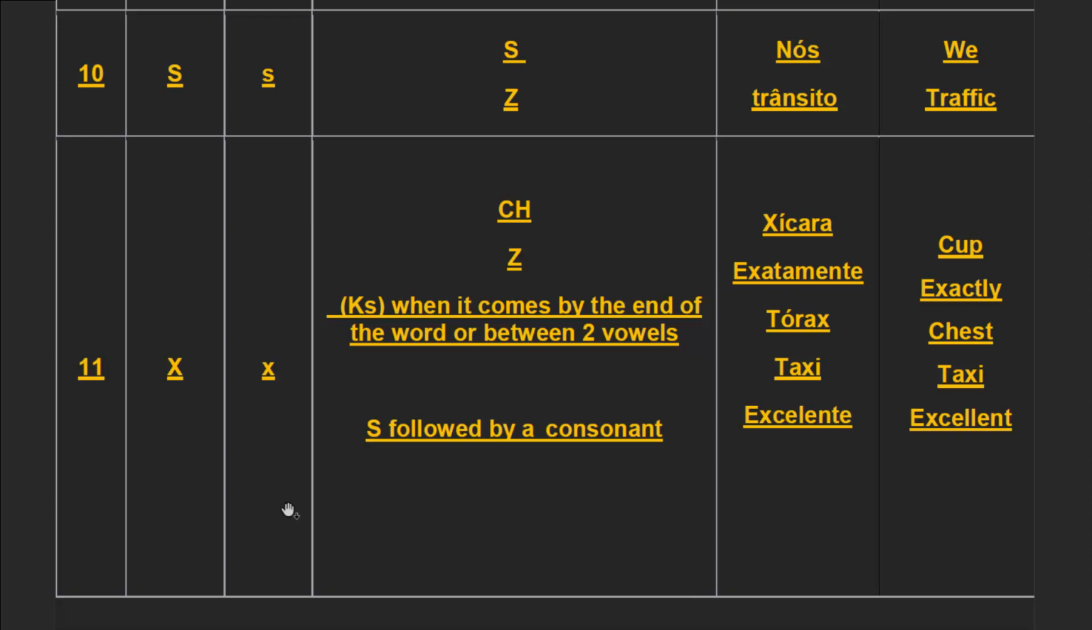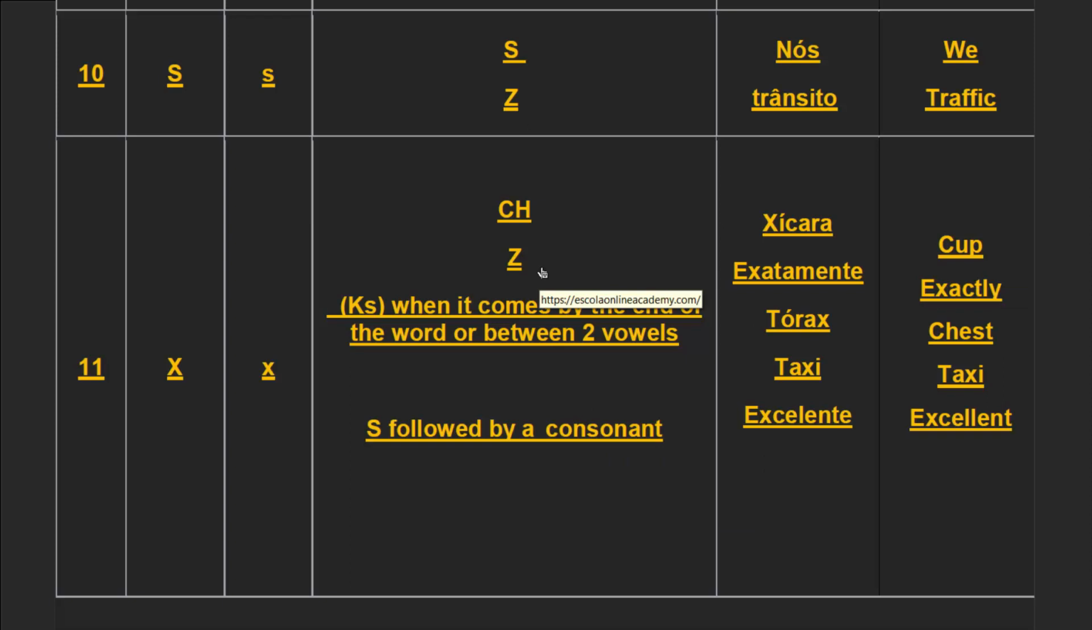The 11th letter is letter X, which is X in English. We have four pronunciations for this letter within a word. First one is pronounced as CH or SH in English. The example that we have here is the word cup, which means xícara.